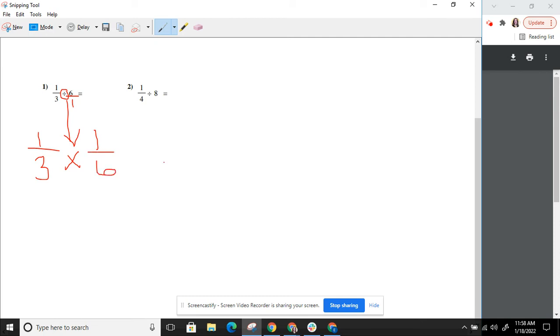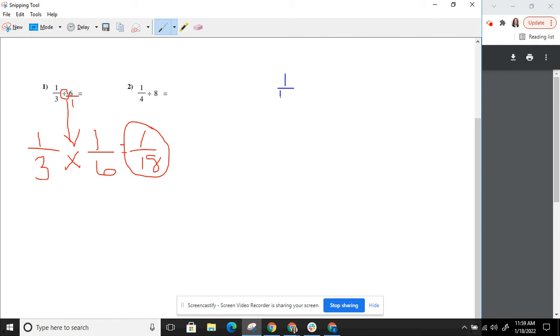Okay? And now we've got the inversion of that division problem, 1/3 times 1/6. And we're going to multiply. Simply by doing that, we're going to multiply across. When you're multiplying fractions, you multiply across. 1 times 1 is 1, and 3 times 6 is 18. So that first answer is 1/18. Pretty simple. You're going to follow those exact same steps for number 2.